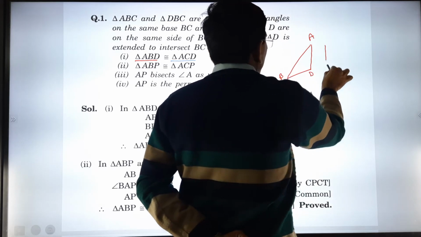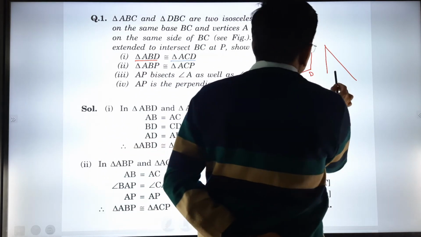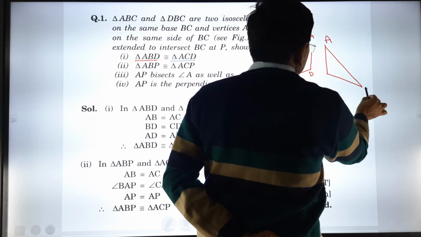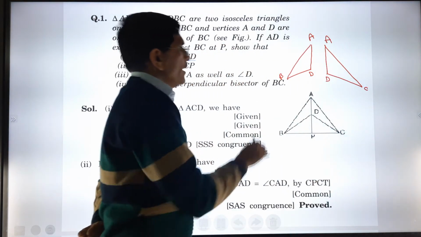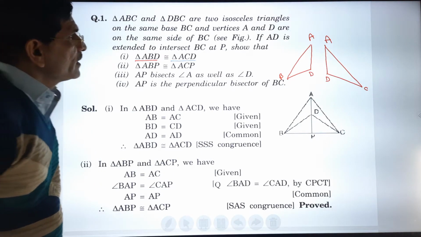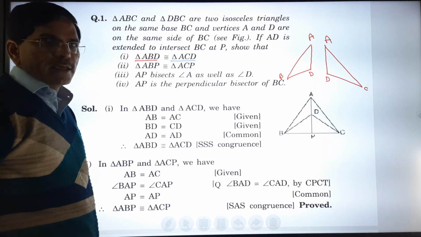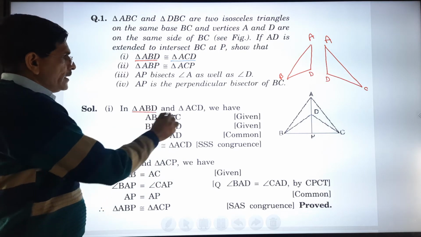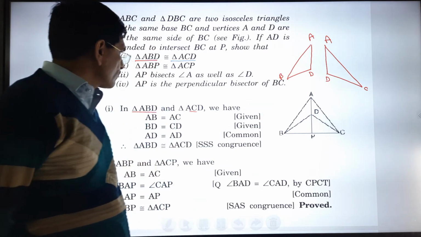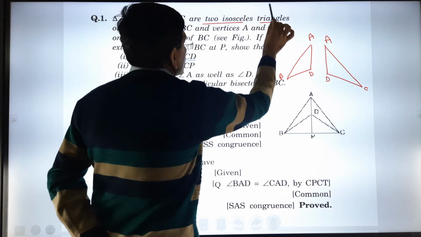Now another triangle, ACD. I have to prove these two triangles are congruent. So what do we have to prove? First of all, we write the names of the triangles, ABD and ACD. We already know these are two isosceles triangles.